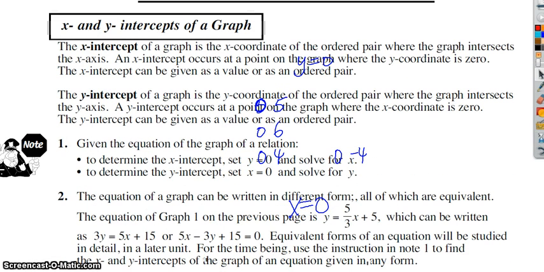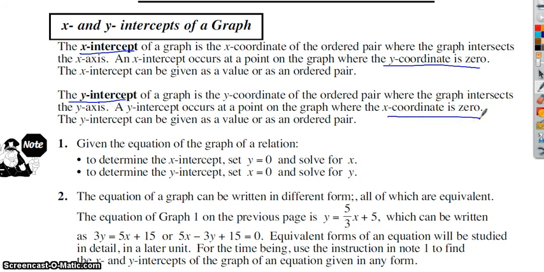All right, so if we go to the next page, it summarizes it here for you. For the x-intercept, the y-coordinate is 0. For the y-intercept, the x-coordinate is 0. So in order to find out the x-intercept, you just let y be 0. You can find it. And then to find the y-intercept, you set x to be 0.